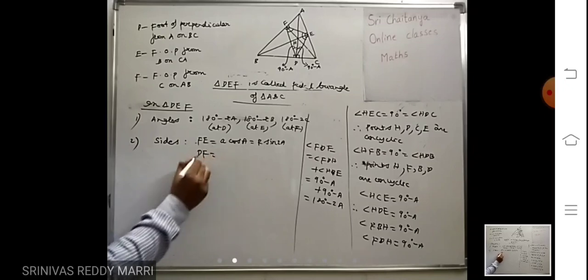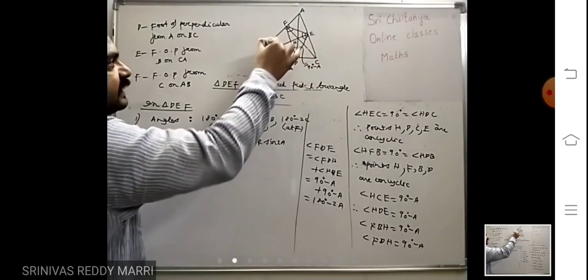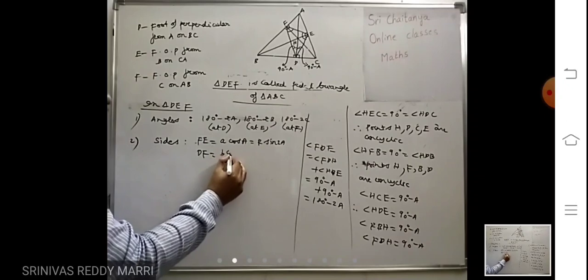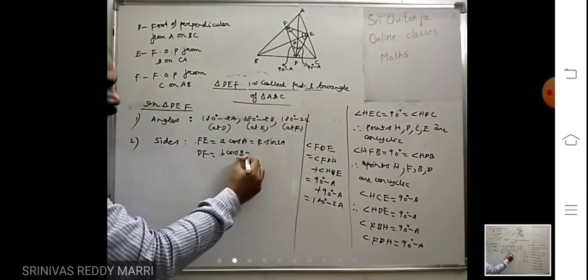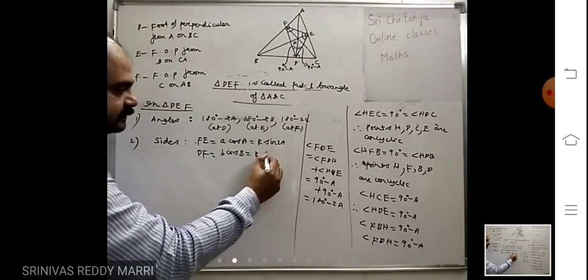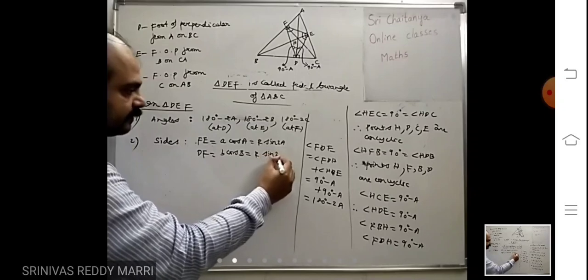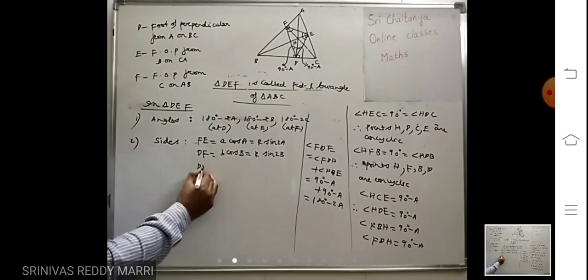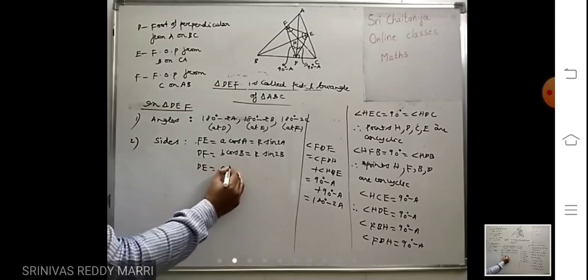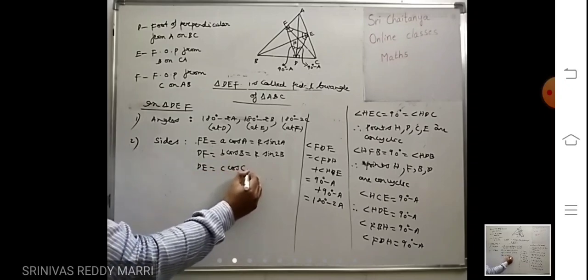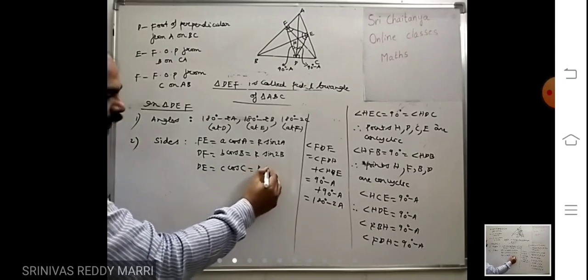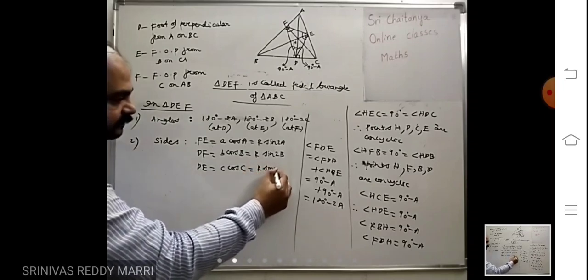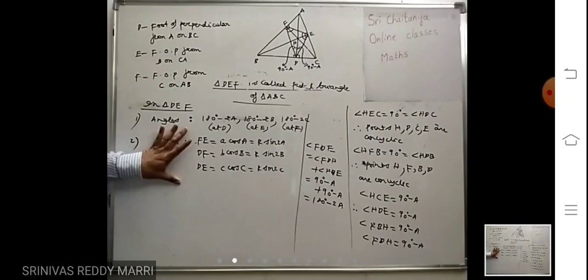Then DF. This DF is at vertex B. It is b cos B, which is R sin 2B. This DF side, I will tell how you will get. And DE is R sin 2C. These are the side lengths.